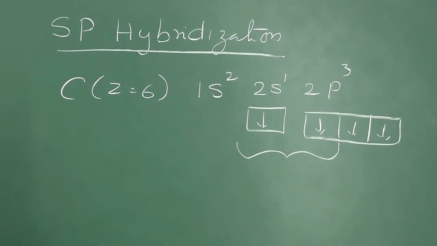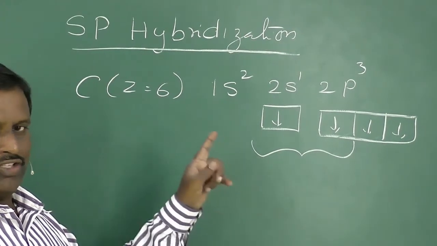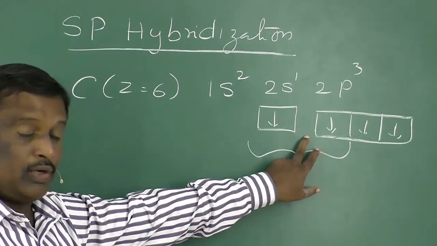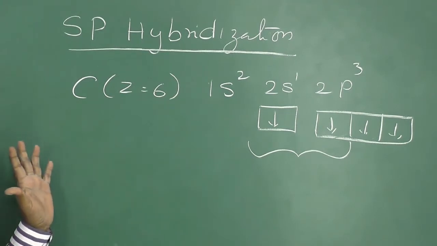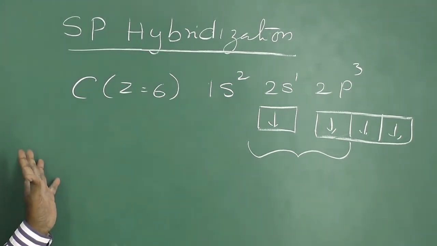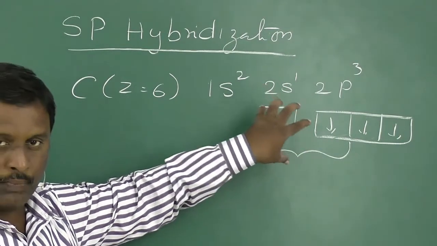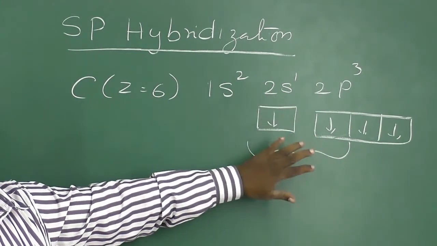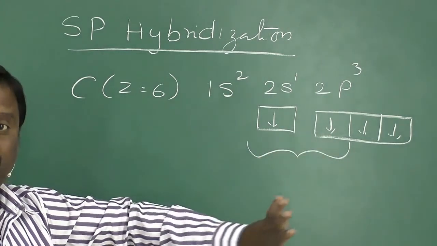Once again I remind you, this is a hypothetical theory. You should not ask me why those two are not participating, because the compound that was formed is possible only when these two take part in hybridization. Structure is the fact. Structure has experimental evidence. That structure is possible only when this happens. To support the structure, we are claiming it. This is a theory, a hypothetical theory. So don't ask me why those two are not participating.